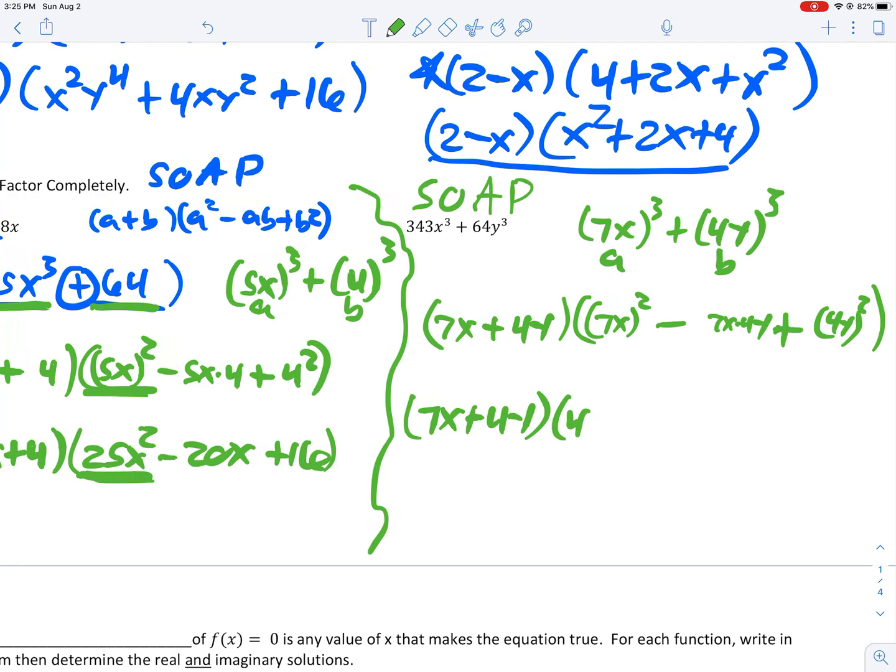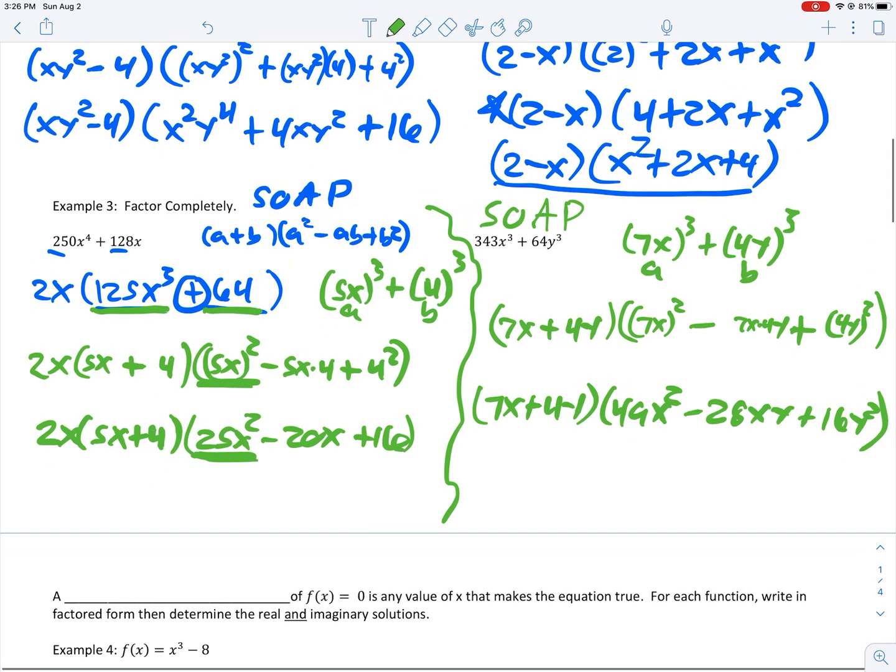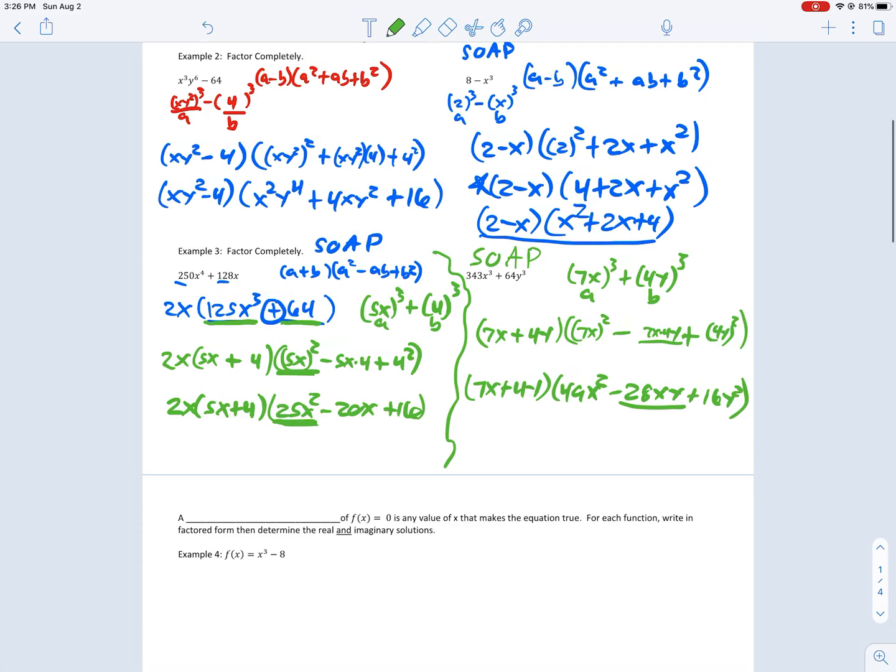So now it's just cleaning it up. So this would be 49x squared minus 28xy plus 16y squared. And when you're writing, why did I put the 28 first? Because usually the proper way to write this is the constant, then the variables, usually going in alphabetical order. That's just the proper way that we usually write it.